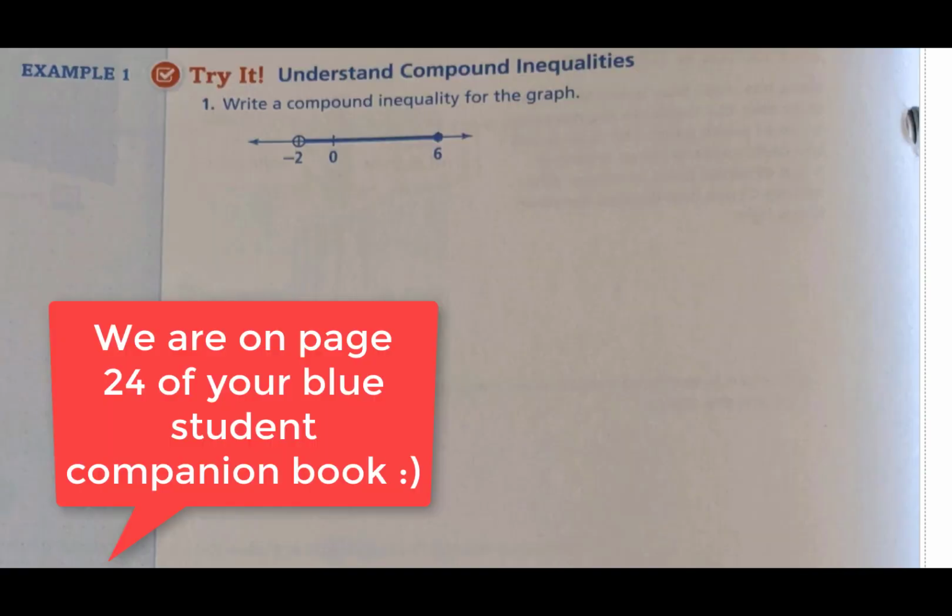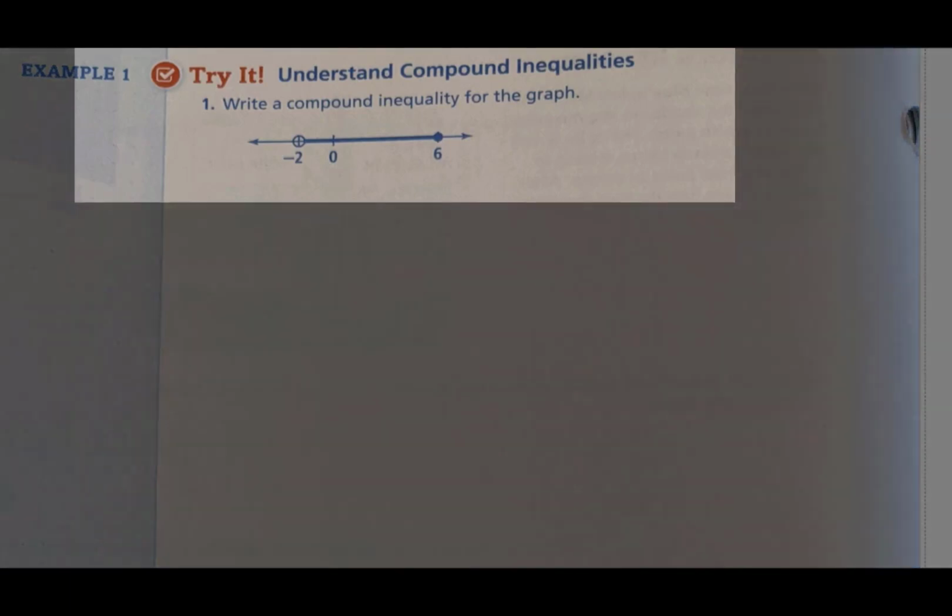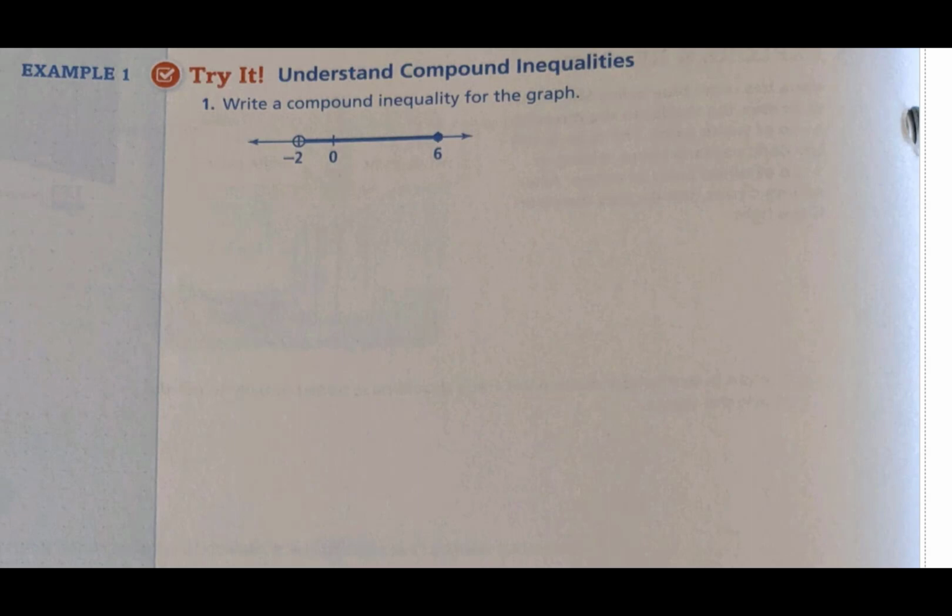So for example 1, understand compound inequalities. This question is asking us to write a compound inequality for the graph. So instead of being given an inequality and asked to solve and then graph, this one's giving us a graph and then we're trying to write the answer. The reason this is called a compound inequality is because there's two different pieces we're trying to combine. You've got two different dots here. And so this first one by the -2 is open and our shading is in between.